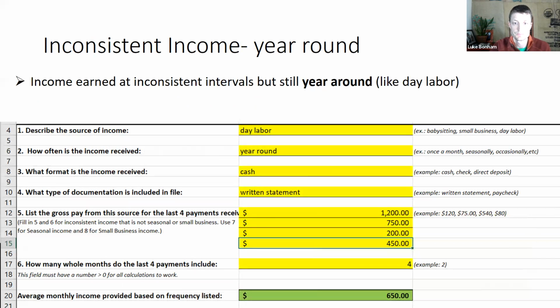On the same tab, if you're looking at year-round inconsistent income, these are sources of income that are earned at inconsistent intervals but are still year-round. For example, day laborer. In this example, you would use question 1 to 4 to describe the income, and question 5 to document lump sum amounts, and question 6 to identify how many whole months the payments represent. For example, if these 4 amounts were received over a 4-month time period, put 4 in the field. If they were all received in just 1 month, enter 1. Again, this is for inconsistent income that is year-round to arrive at a monthly average.